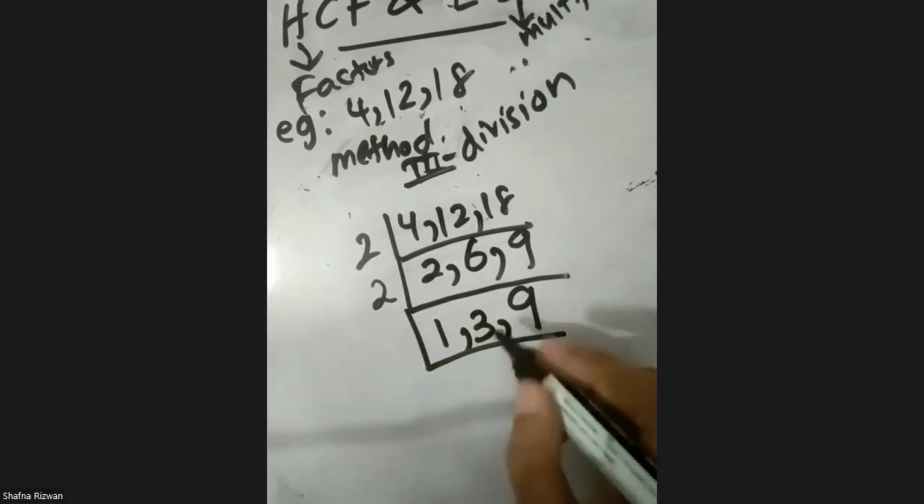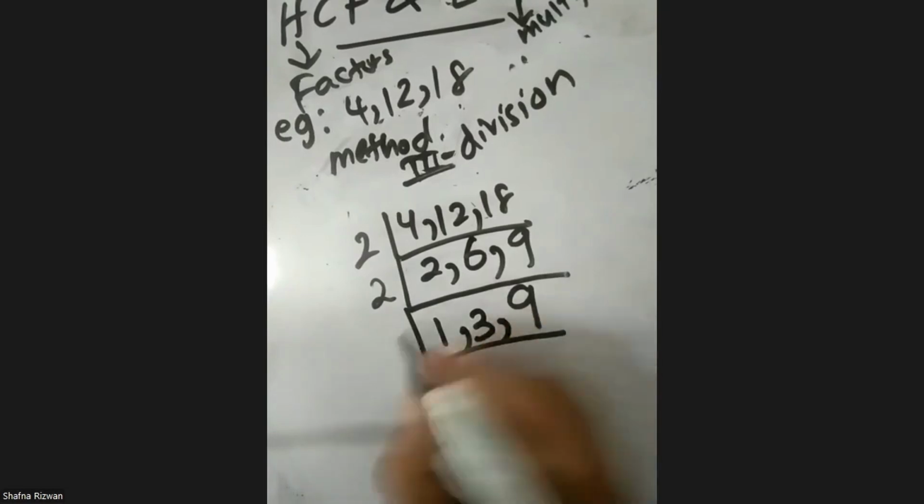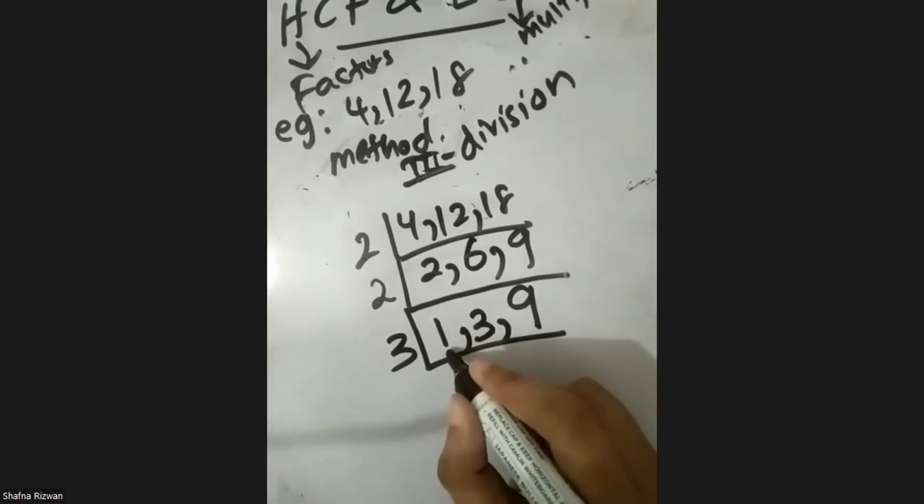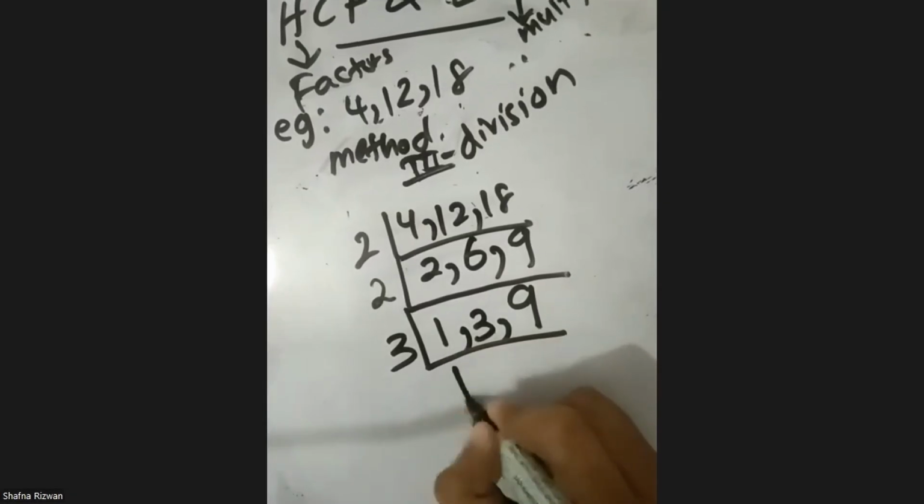And again, by which number can you divide this? 3 and 9 are available, so by 3. Here 1, do you have 3 inside it? No, you don't have 3 inside 1, so keep 1 as it is.